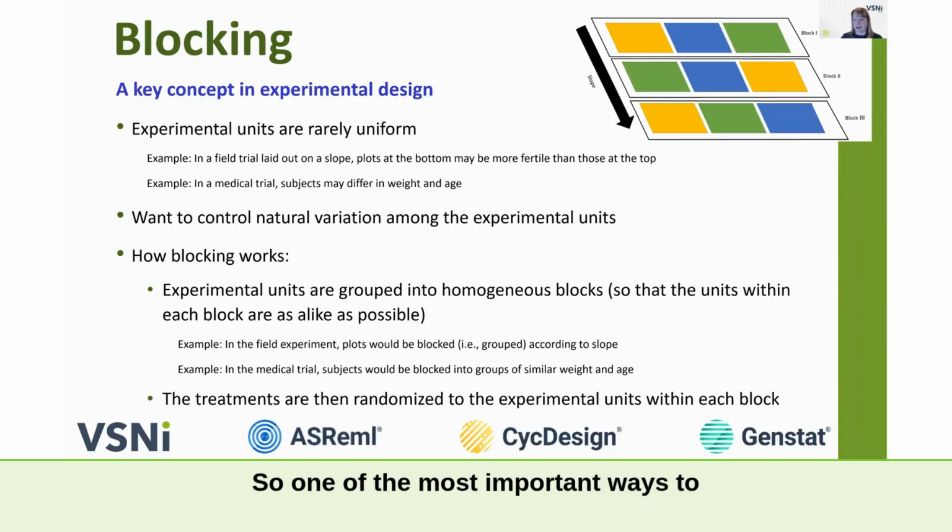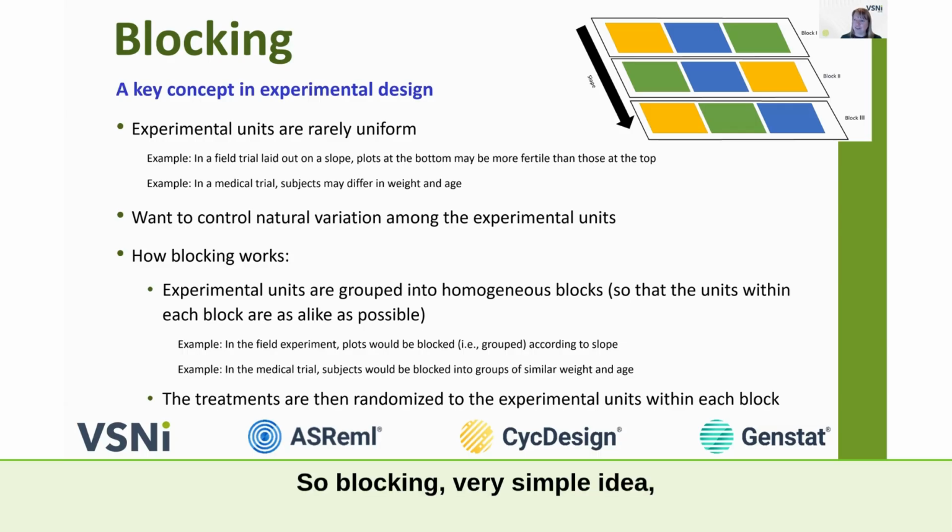So one of the most important ways to reduce nuisance variation is blocking. Now, experimental units are rarely, if ever, uniform. For example, in a field trial on a slope, plots at the bottom may be more fertile than those at the top. And in a medical trial, for example, patients may differ according to factors like weight, age, or health status. Now, we want to control for this natural variation in our experiment, and this is where blocking comes in.